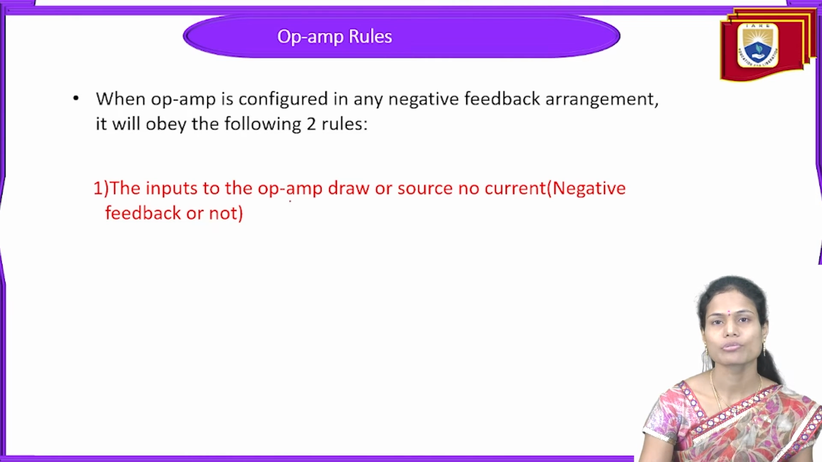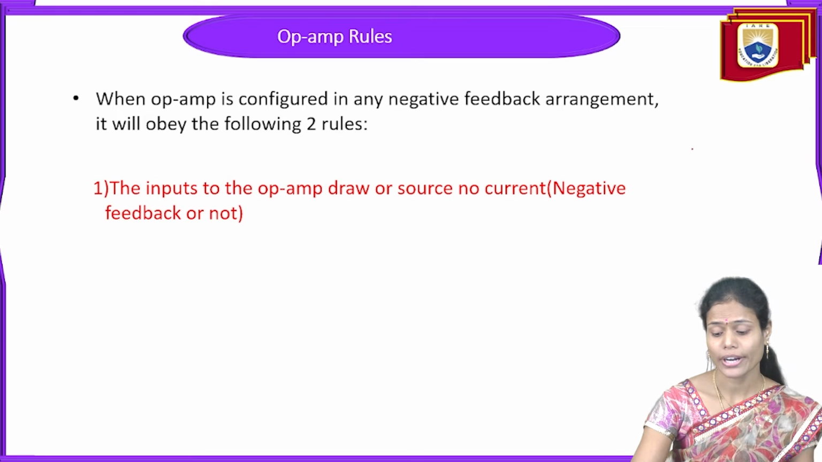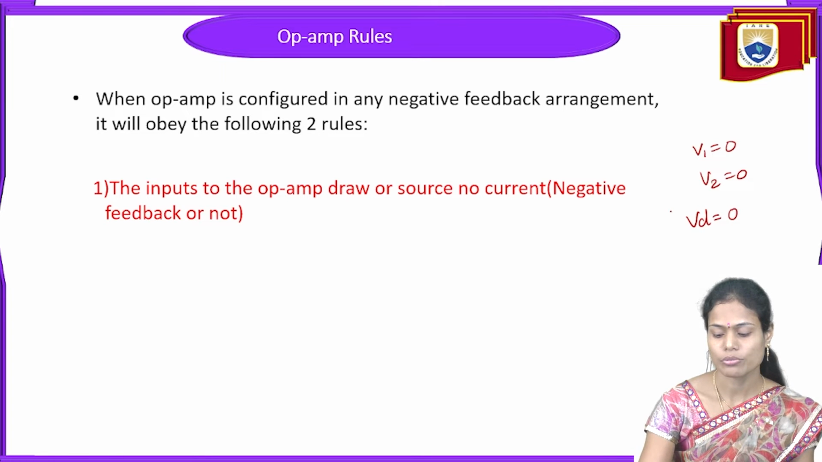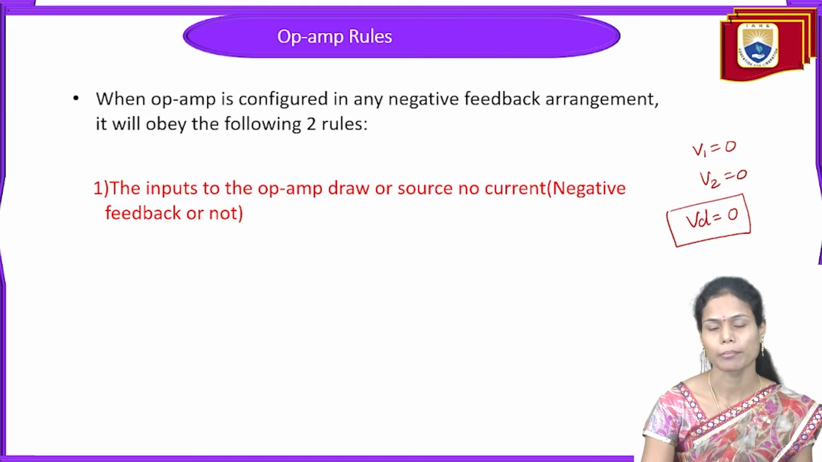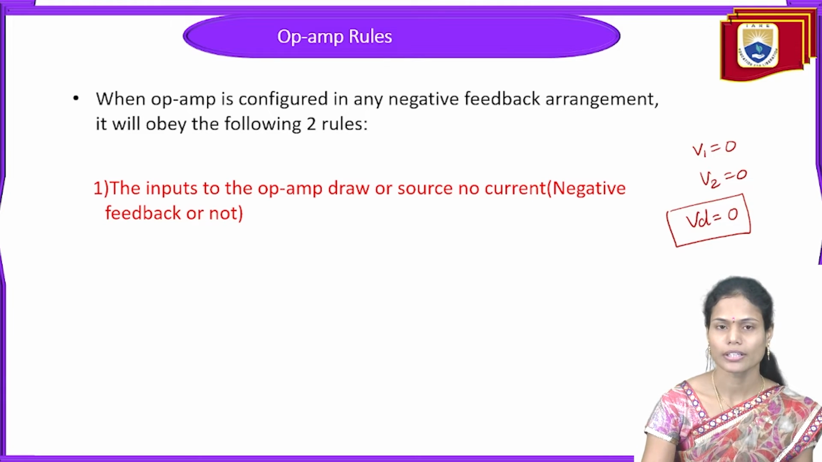The first rule is that whenever we are not providing any signal, that is V1 equal to 0 as well as V2 equal to 0, which is nothing but the differential voltage also being 0, the operational amplifier should not draw or source any current into the device. That is a very important rule to design any practical application of the operational amplifier. And the feedback may be anything; we can take either positive feedback or negative feedback.